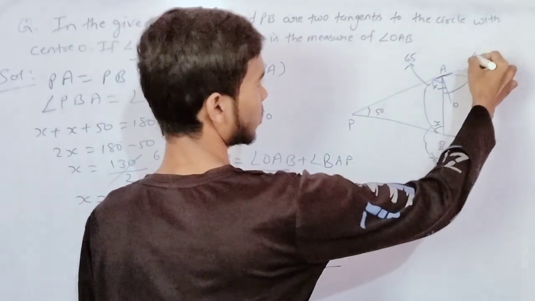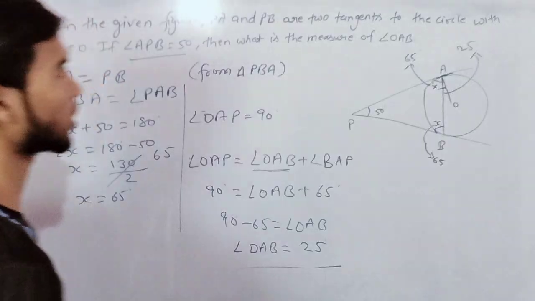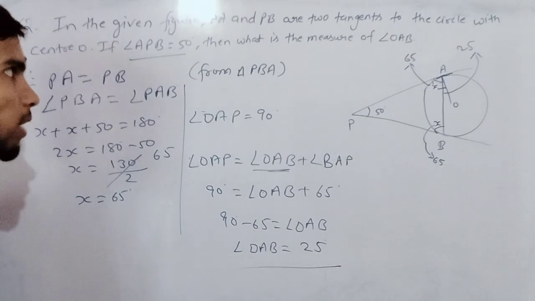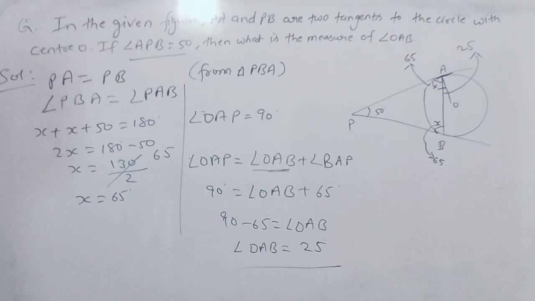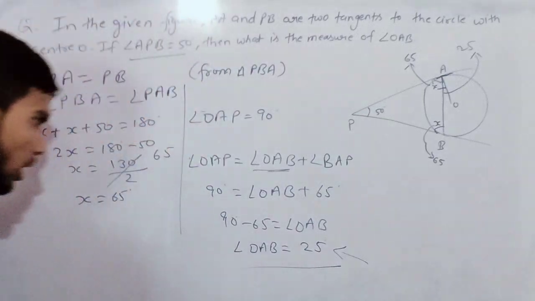So this is 25. 65 and 25 will make 90. And OAP is perpendicular. OA is perpendicular, so OAP is making 90 degree. That's why the sum of 65 and 25 will make 90 degree. So finally, that is how we found our answer.